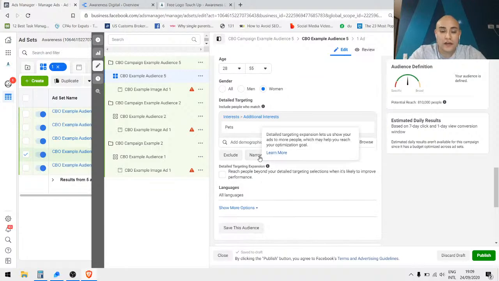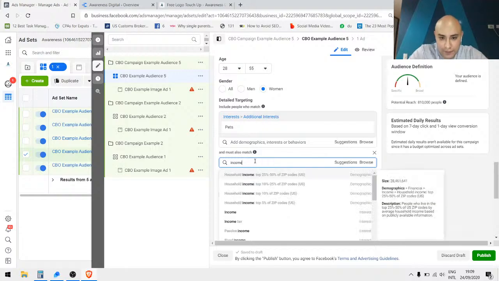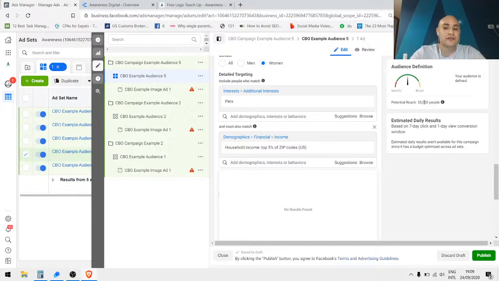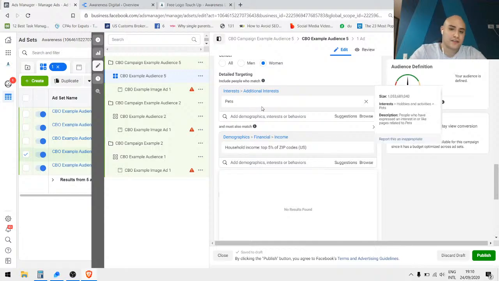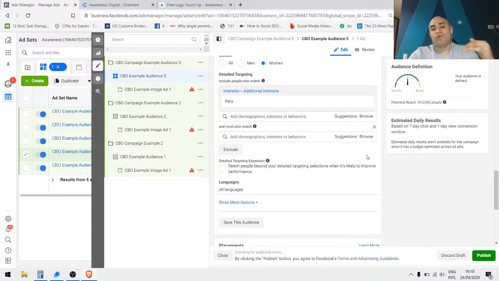Don't go in and say narrow audience, they have to have pets and they must be in the top 5% income, right? Because then it's going to drop to 55,000, which at this point you're not ready to do yet because you don't know what's going to work. And even if you do book jobs from this 55,000, which is really small and very targeted, you won't know if it's because of the pets people or the 5% zip code, as an example. So again, when you're creating your CBO campaigns, when you're doing your ad sets, one interest, one demographic, or one behavior per ad.